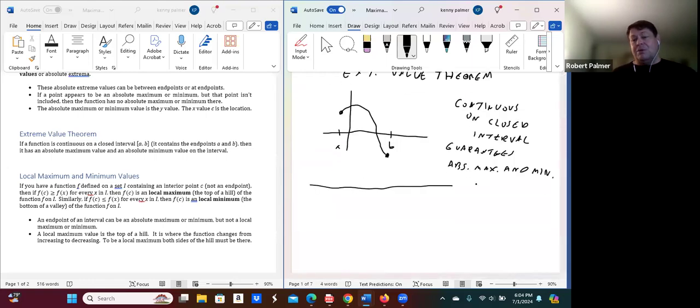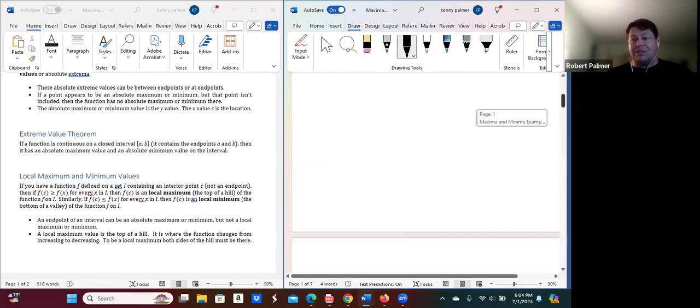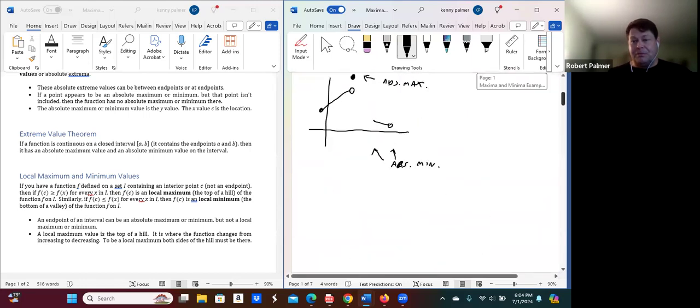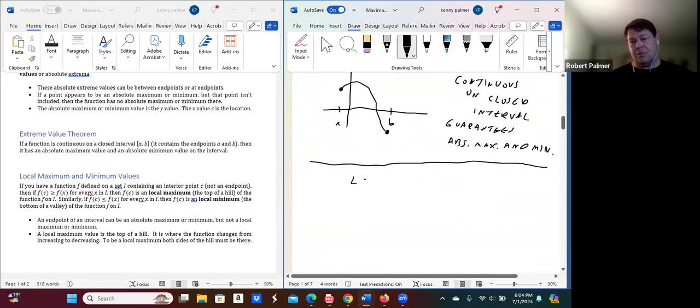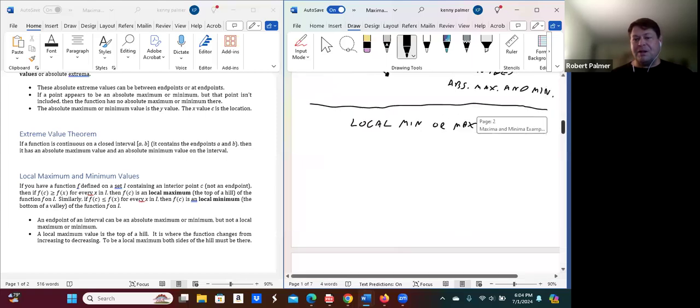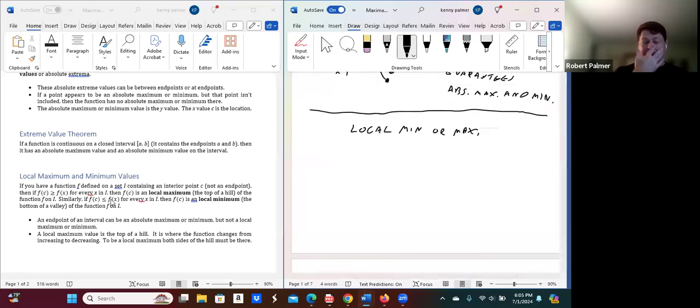Now, so we talked about absolute maximum and minimum values. Now let's think about what are called local maximum or minimum values. And the definition, the way it's stated, is very much the same. Okay, so it's kind of mathematical. But the only real difference here is we're talking about what's called an interior point, not an endpoint. So we're not considering endpoints.